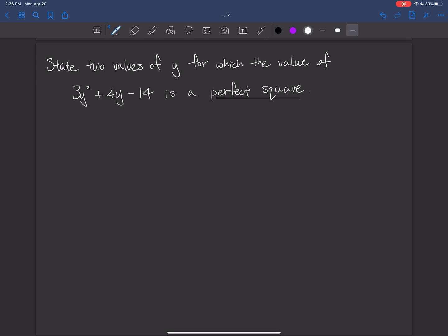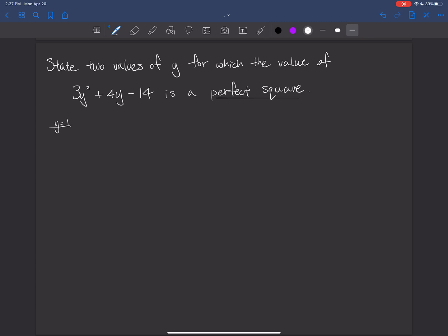All right. So this question says to state two values of y for which the values of 3y squared plus 4y minus 14 is a perfect square. Okay, so we're going to use guess and check for this question. So let's start with 1.